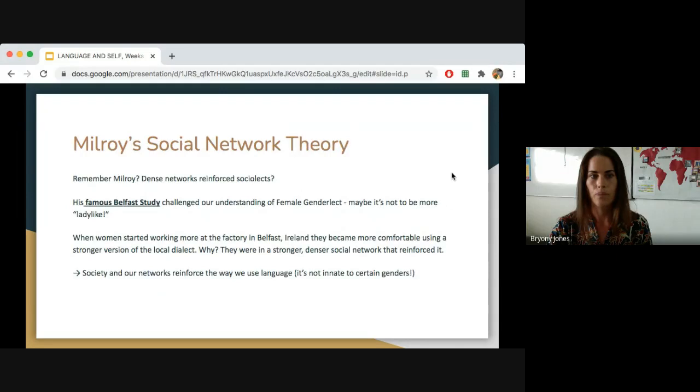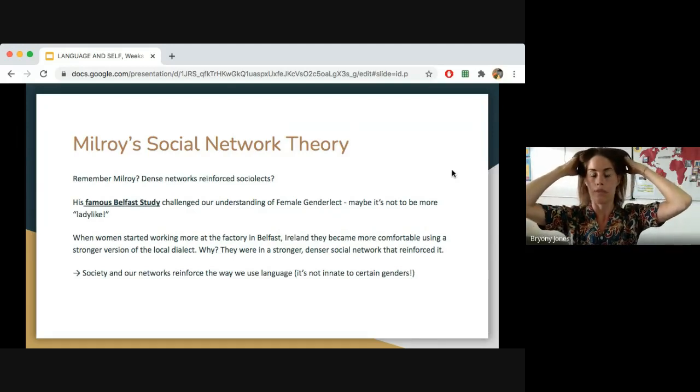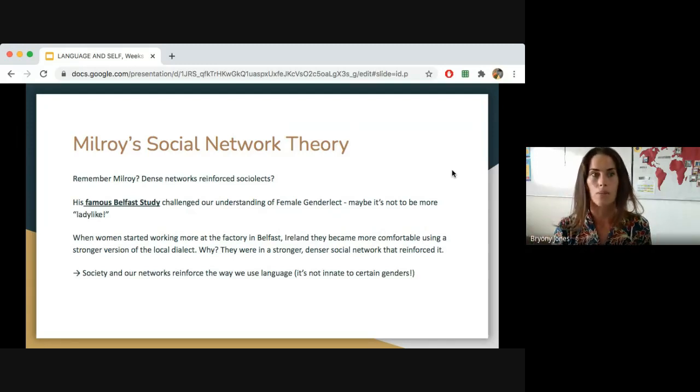Okay. So, do you guys remember Milroy, his social network theory? He did this study, his famous Belfast study. It's called the Belfast study because it was in Ireland. And he looked at women and men, and he noticed at home, women were really abiding by this particular Genderlect, which was super polite forms, very standard English. The women at home were using those forms. What happened was in the factories and in the industries in Belfast, I can't remember, I think there was a war, but a lot of the men left and the women took their places in these factories. And he started studying how the way women were using language was changing now that they were at work in these factories and not just stuck at home all the time.